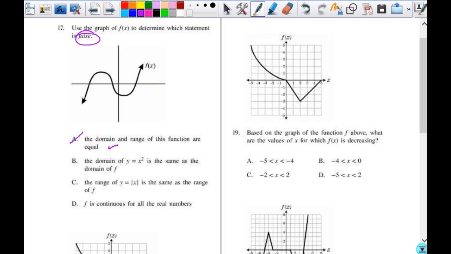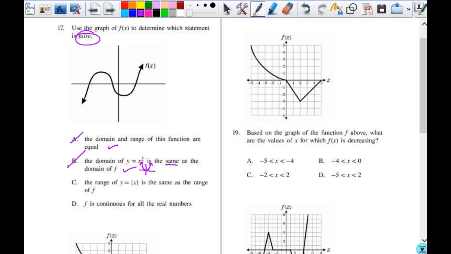The domain of y equals x squared is the same. So y equals x squared looks like this. The domain of that is all real numbers. The domain here, all real numbers. So they are the same. So I like that one, which means it's not my answer.